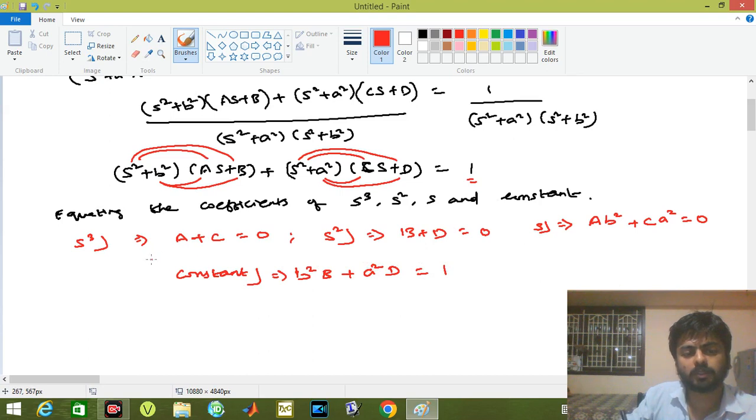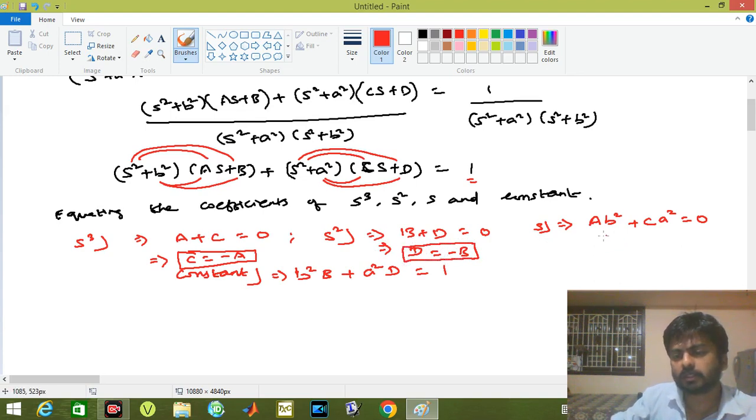So from this you can say c equal to minus a, and d equal to minus b. So you will have a b square minus a square equal to 0. You can take a commonly outside, so a into (b square minus a square) equal to 0. Here b is not equal to a. Definitely b is not equal to a because the variables are different, which implies b square minus a square is not equal to 0.